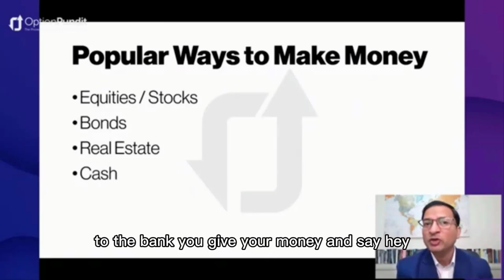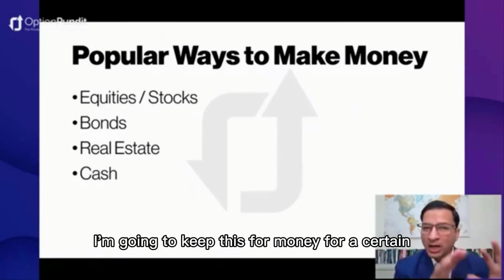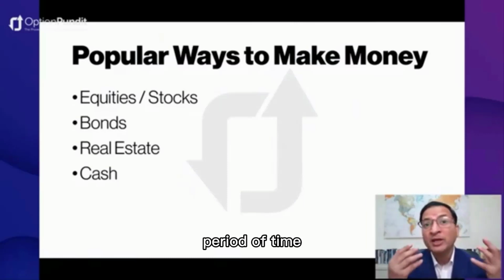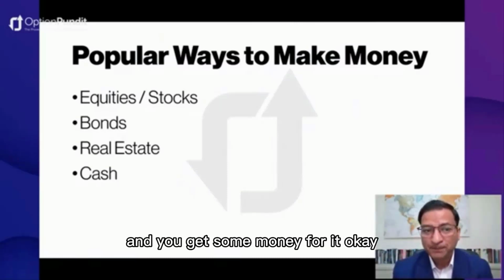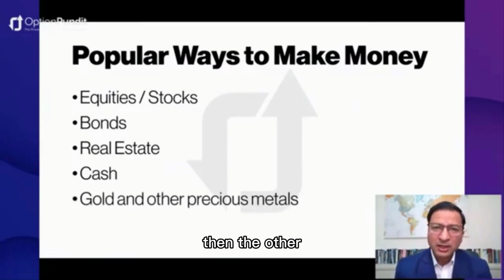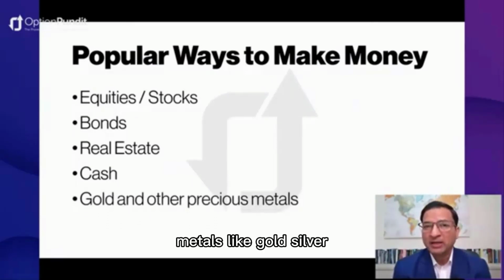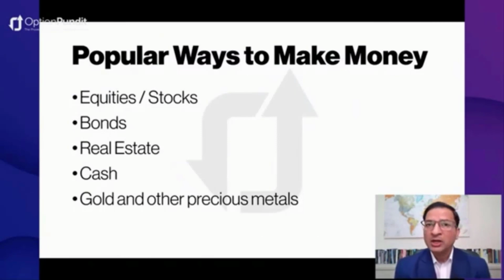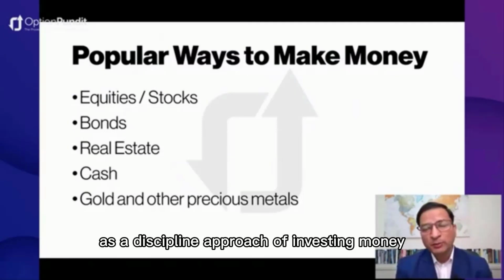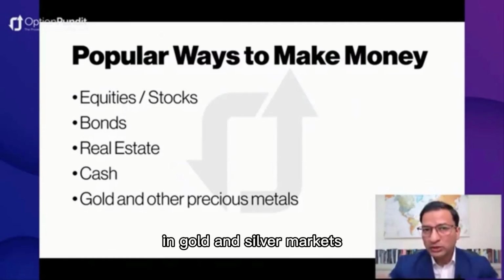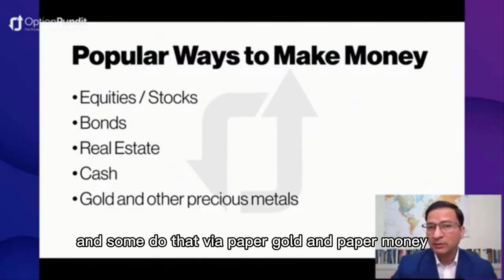You go to the bank, you give your money and say, hey, it's liquid form, I'm going to keep this money for a certain period of time, and you get some money for it. Okay, then the other approaches for investing money are, for example, metals like gold, silver. Now, some people do this as a disciplined approach of investing money in gold and silver markets, and some do that via paper gold and paper money.